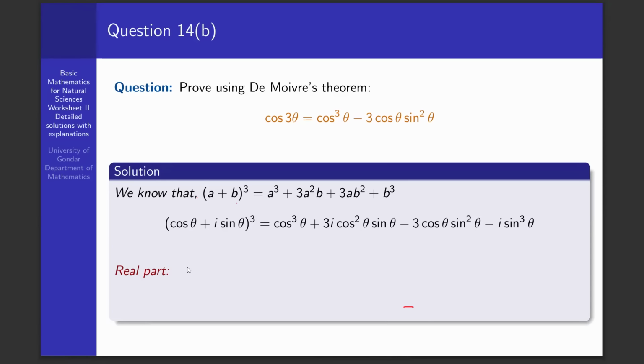Then the real part of this one could be cos 3 theta, that is the real part. Cos 3 theta is equal to, from the real part of this expression, cos cubed theta plus minus 3 cos theta sine square theta, but the rest, this and this one, that is I sine cubed theta, are imaginary. Therefore, cos 3 theta could be cos cubed theta minus 3 cos theta sine square theta. Therefore, this is the proof.